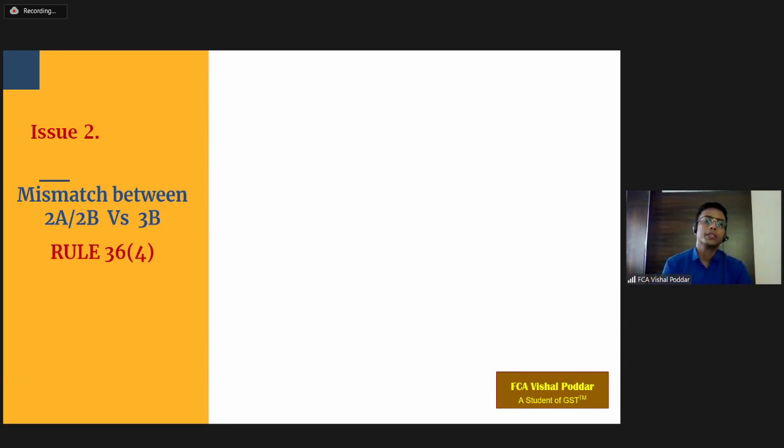Now coming to the next burning issue. This is the issue which I'm sure will go a long way. That is, you are denied ITC on the ground that whatever you have claimed in 3B as ITC is not reflecting in your 2A and now 2B. This point gets strength from Rule 36(4). And on the basis of this Rule 36(4) provision that it should reflect in your 2A, now 2B, the law and the officers are denying you the credit.